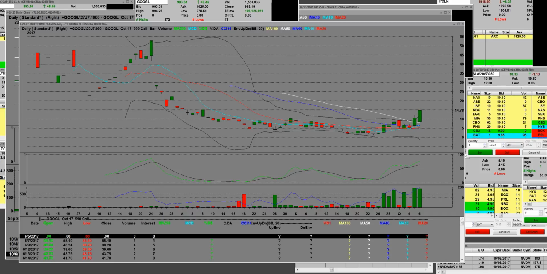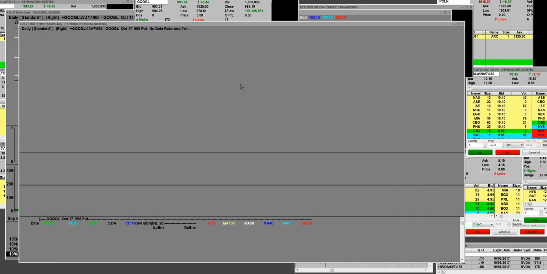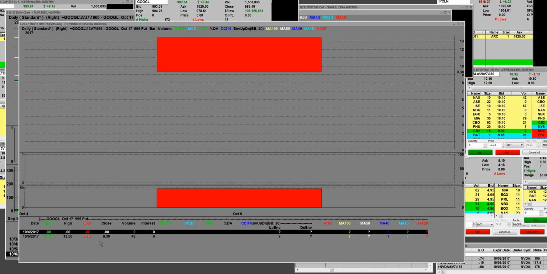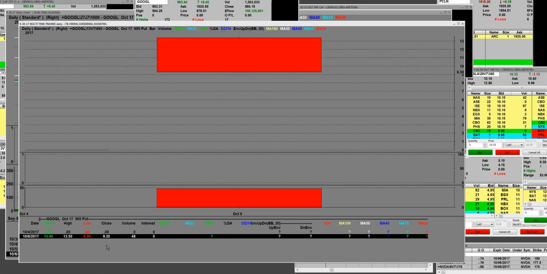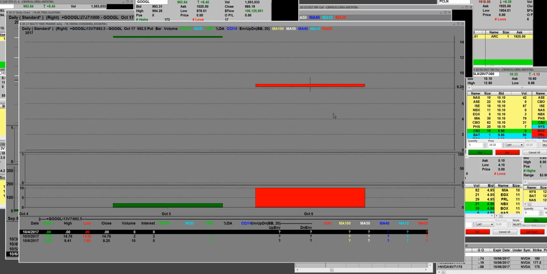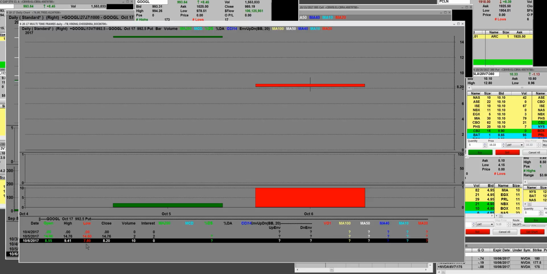The 995 put, which I want to show, this is it, $9.30. It doesn't have that much trading on it, but there is another one that we can trade, and I just want people to see them. And based on this ratio, the bottom being $7.60 on the 992.5 put.